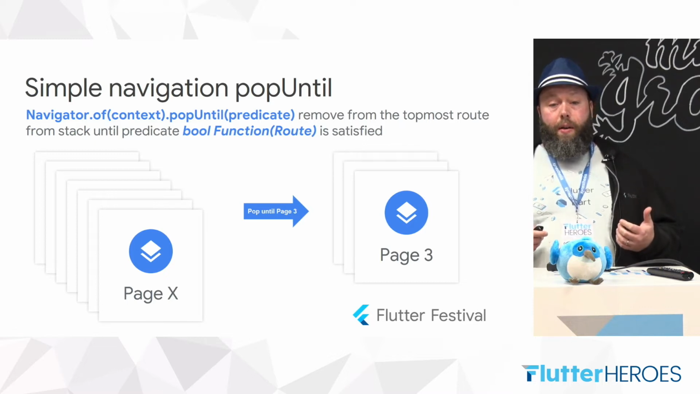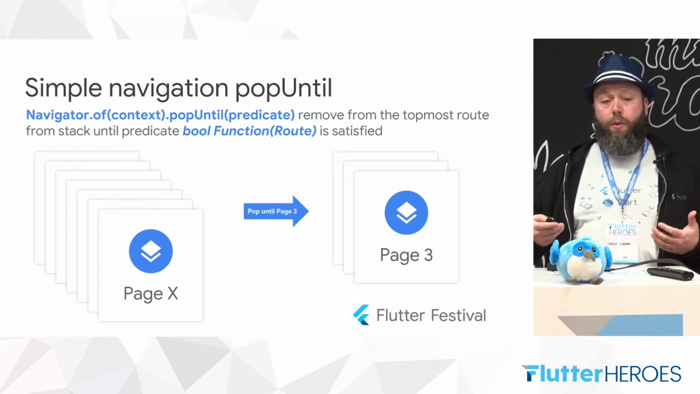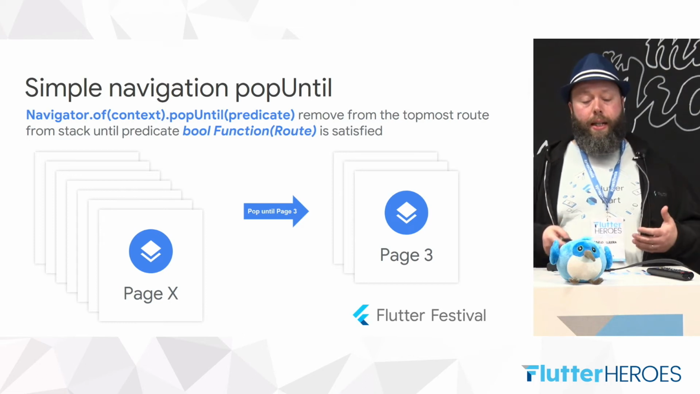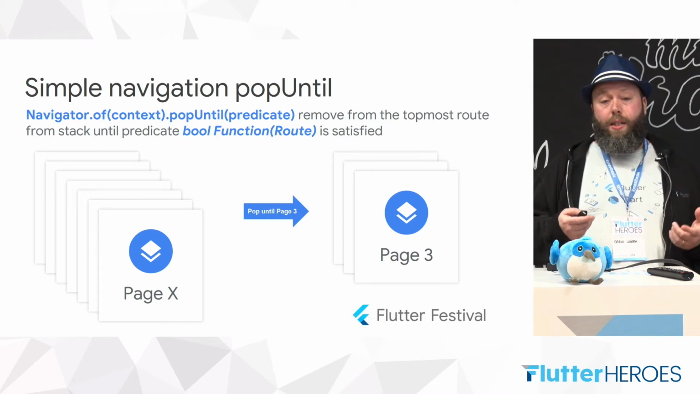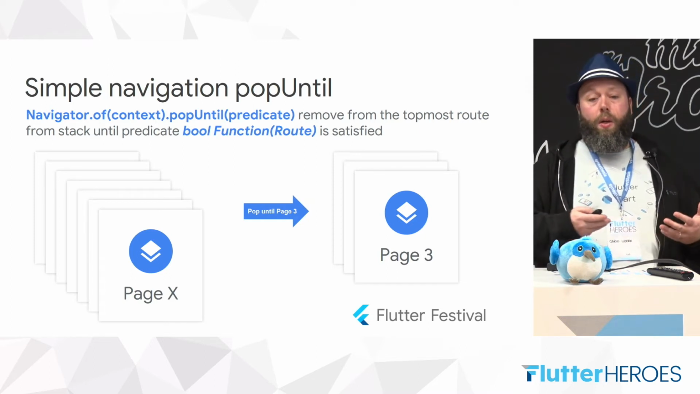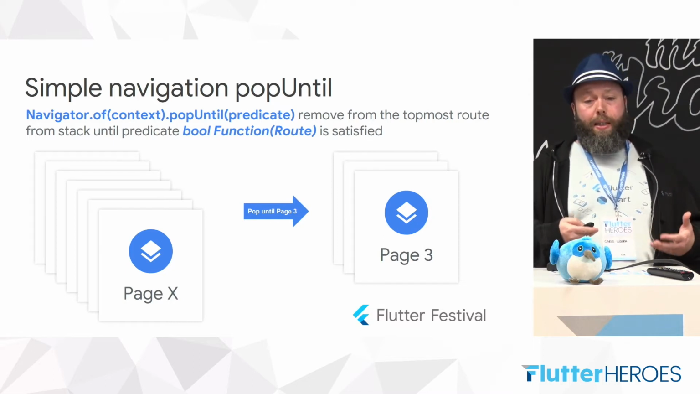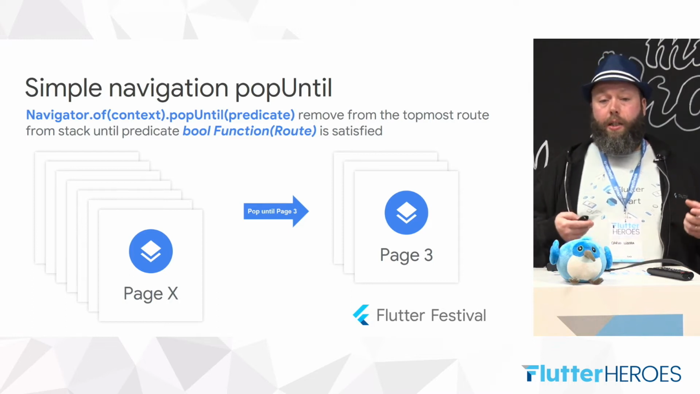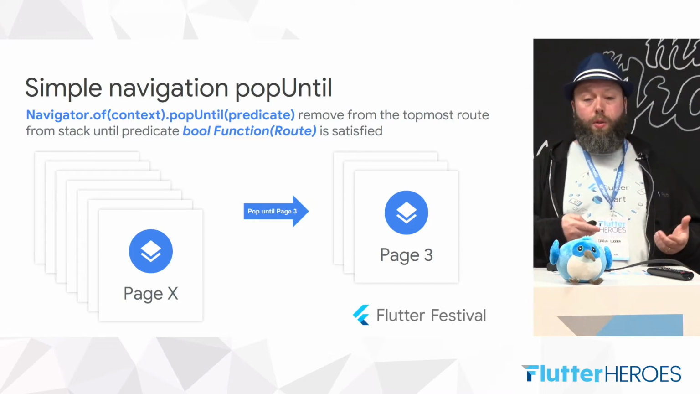We also have the pop until. That is pretty useful if we need to go back to some previous screen, and instead of calling pop a number of times, we can just check with a predicate, checking the route we are trying to pop, when we want to stop. So for example, if we want to pop until page 3, we call the pop until and we check the route information to see if it is the route we want to stop on.